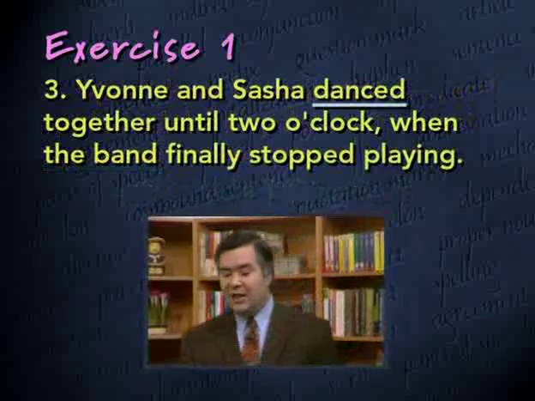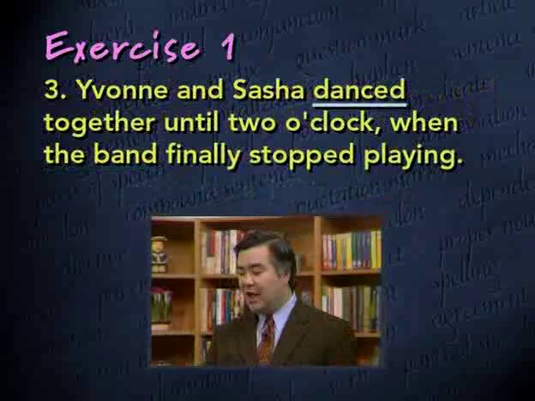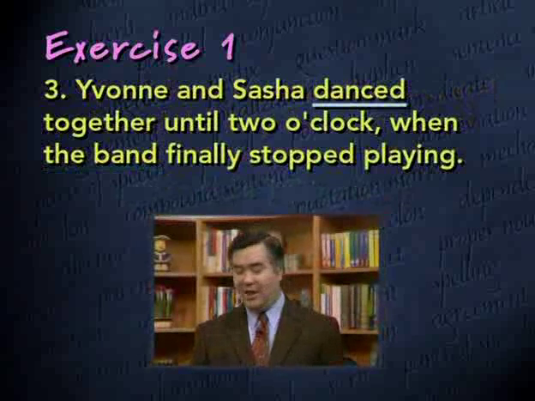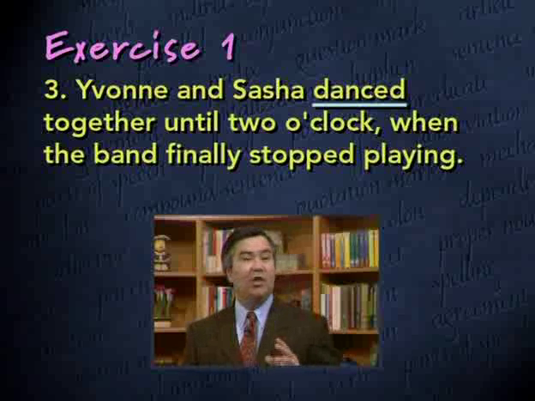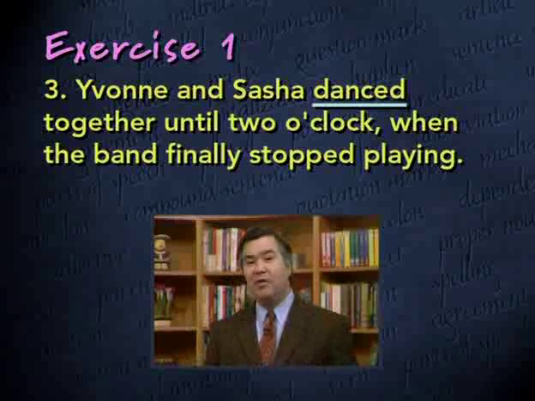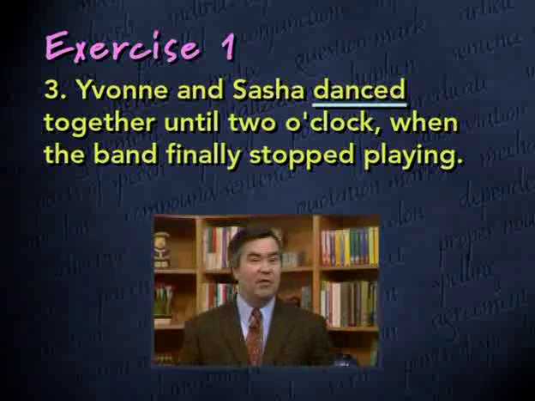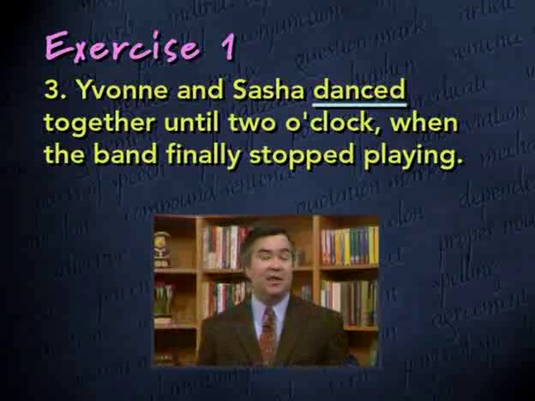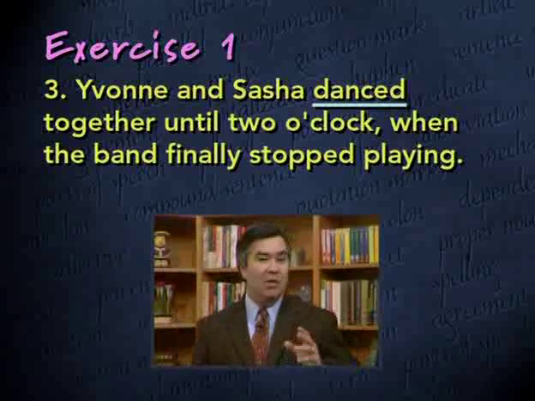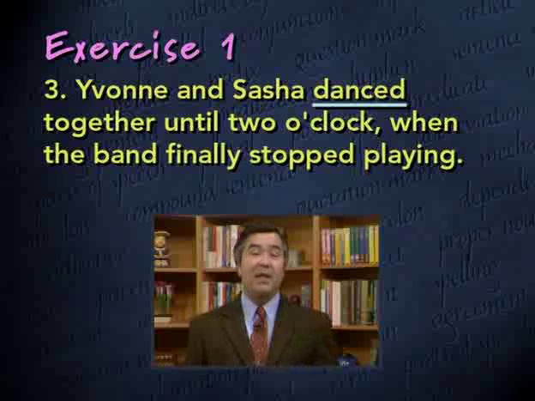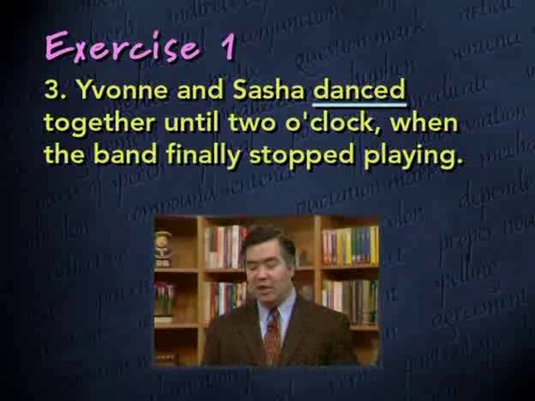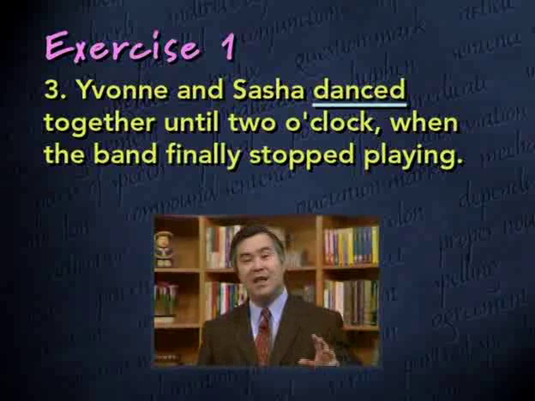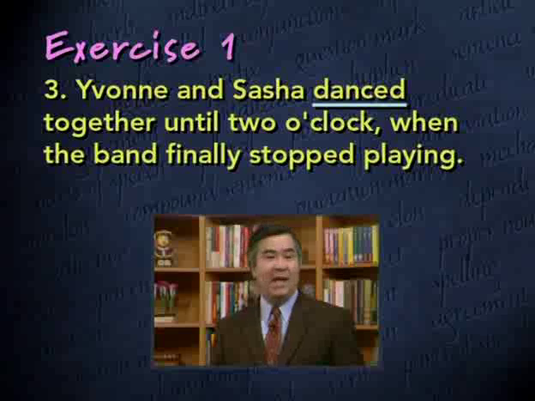Our next example. Ivan and Sasha danced together until 2 o'clock, when the band finally stopped playing. Now in this sentence, the word danced is underlined, so that's the verb that we want to focus on. What's the subject of the verb danced? The answer is Ivan and Sasha. Remember that the subject of a verb may be compound. That is, it may be two nouns that are joined by a word like and. So Ivan and Sasha are the subject of the verb danced.